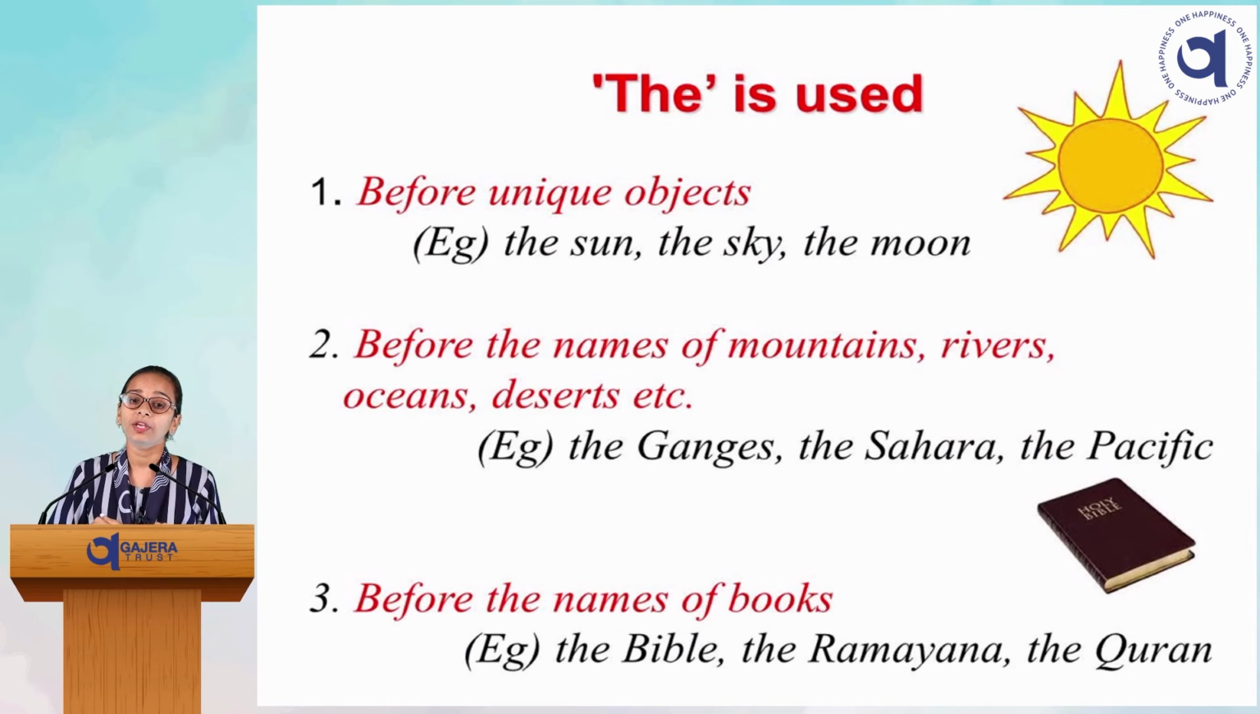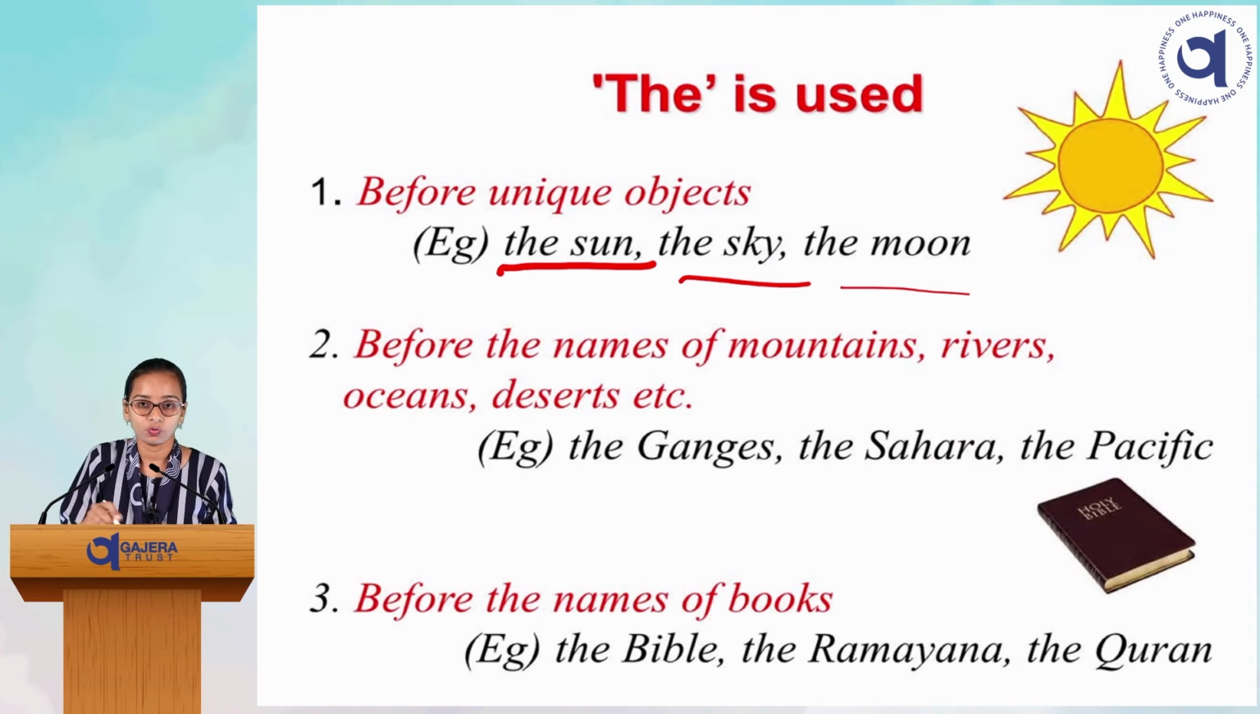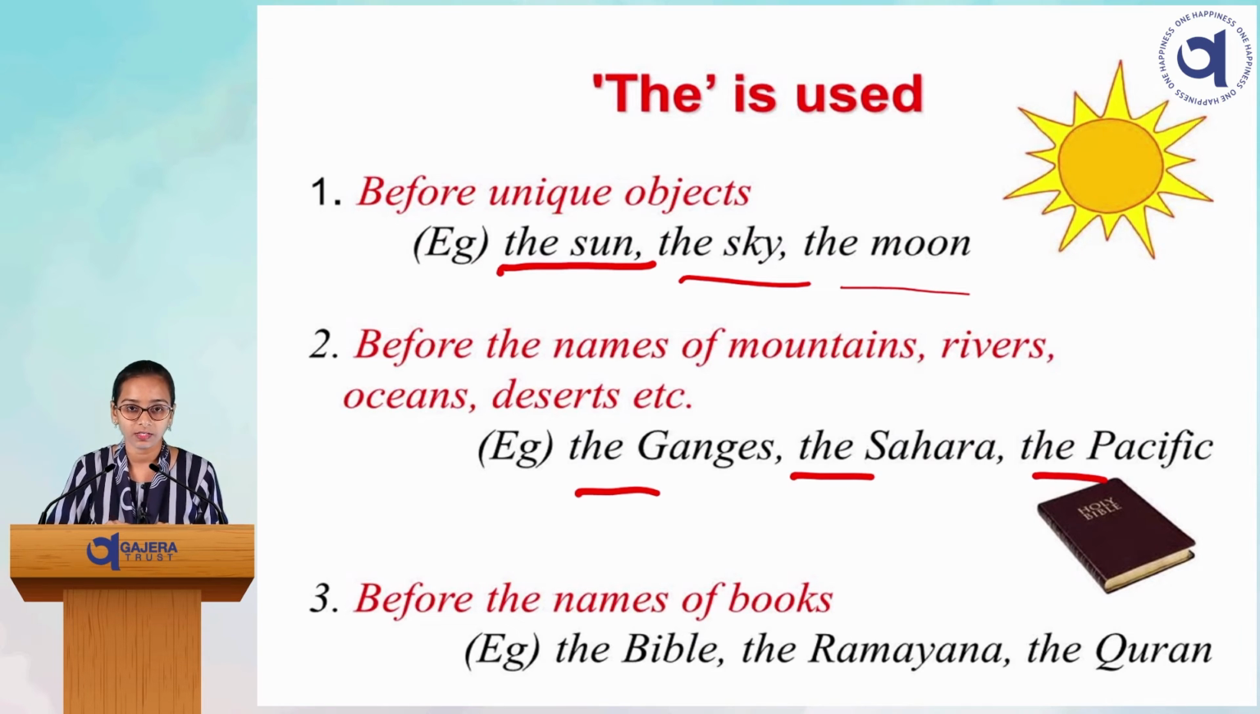First one, before unique objects. Unique objects means one and one only. For example, the sun, the sky and the moon. Many more are there. Number 2, before the names of mountains, rivers, oceans, deserts, etc. For example, the Ganges, the Sahara, the Pacific.